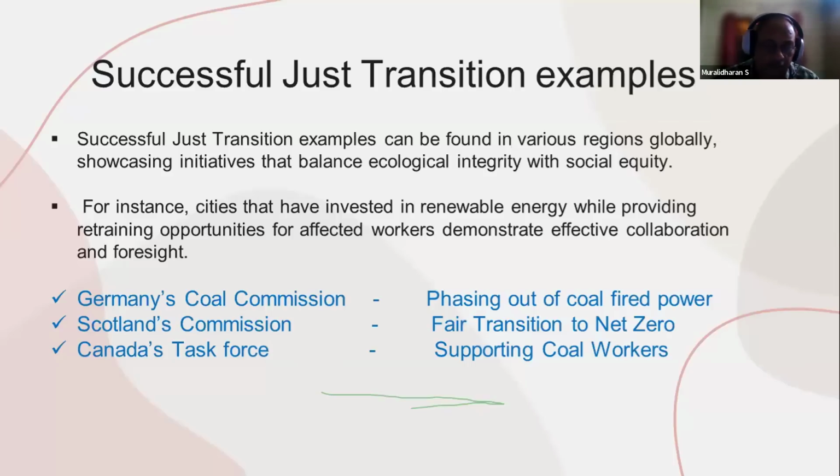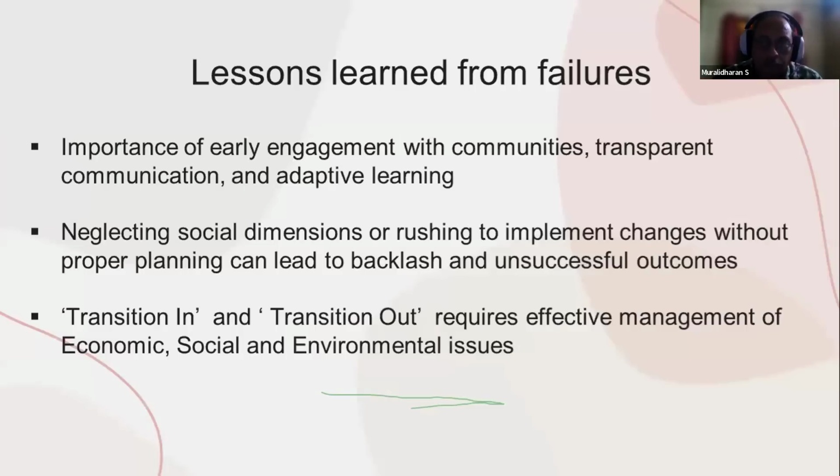Similarly, we have a lot of cases like the Collie coal mine in Australia. This is a recent case that has closed, and it has been taken into consideration as a successful case of just transition. So we have some examples across the globe. And of course, it becomes challenging when it comes to a very large country like India. So that has to be accepted.